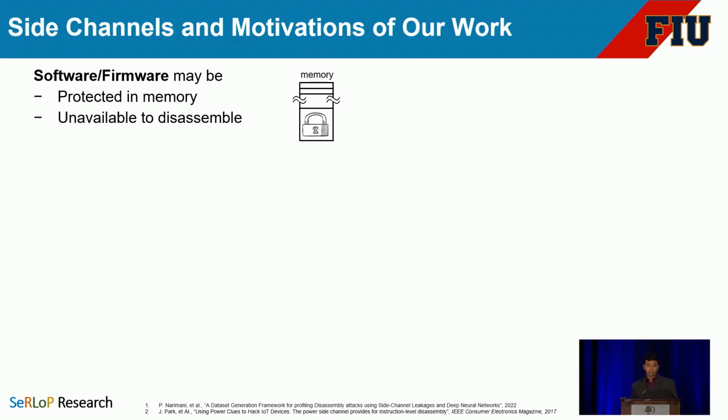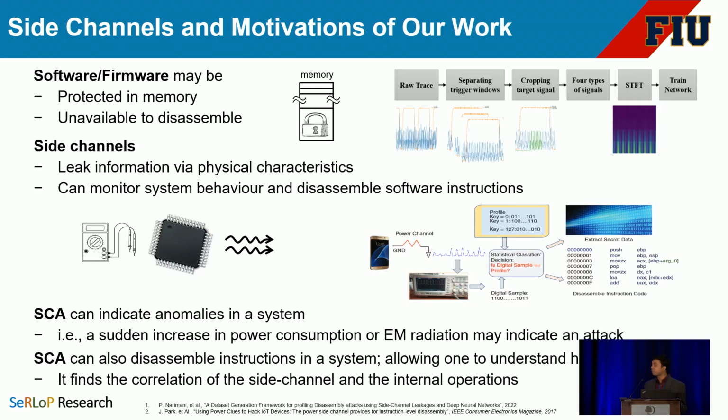So let's say that the software or firmware may be protected in memory and not available to disassemble. So that's the problem, but we have some side channels that leak system information via physical characteristics. So we can use the side channel to monitor the system behavior and disassemble software instructions. And side channel analysis can indicate anomalies in a system. For example, a sudden increase in power consumption or EM radiation may indicate an attack. The side channel analysis can also be used in disassembling software instructions in a system. In this method, we find the correlation of the side channel and the internal operations.